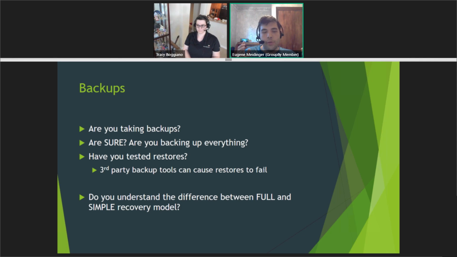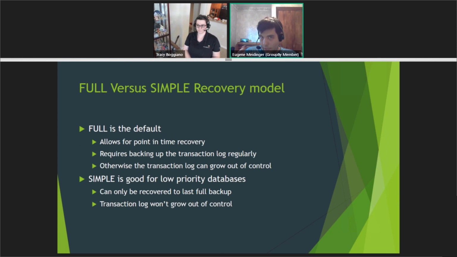So do you understand the difference between full and simple recovery model? For a number of years, I didn't, or at least I didn't understand it fully. The short version that I want to give is that full is the default. So anytime by default you make a database on SQL Server, it's going to be in the full recovery model. And this is based off of the model database that determines the default settings for all the new databases in SQL Server. And when you have full recovery, it allows for point-in-time recovery.